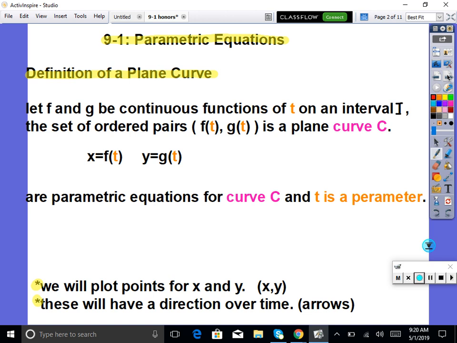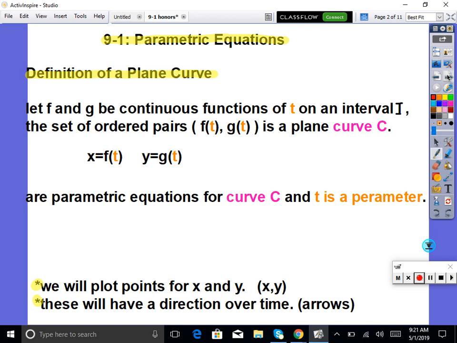Okay, so we're getting into what are called parametric equations. So we're going to be graphing parametric equations today for the most part. So first of all, we're going to define what a plane curve is. A plane curve is like if I grabbed a flat piece of paper. It's a plane. I can curve it, whatever. It's just a flat object, a plane.